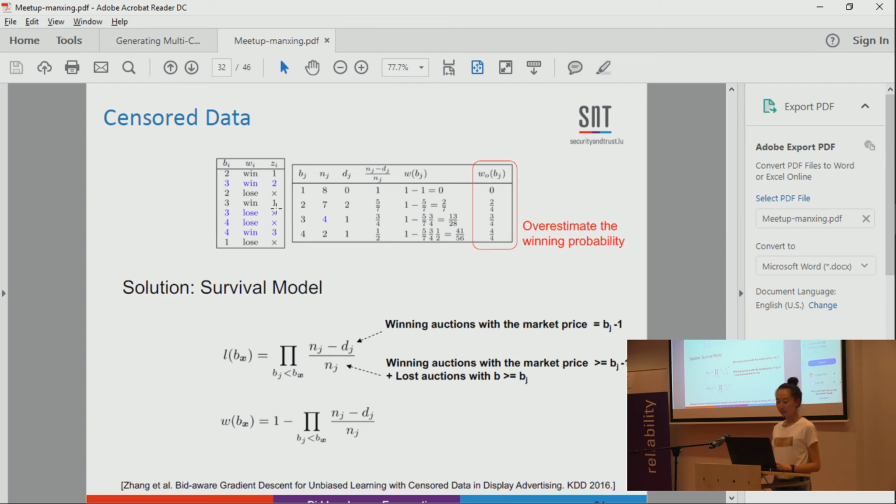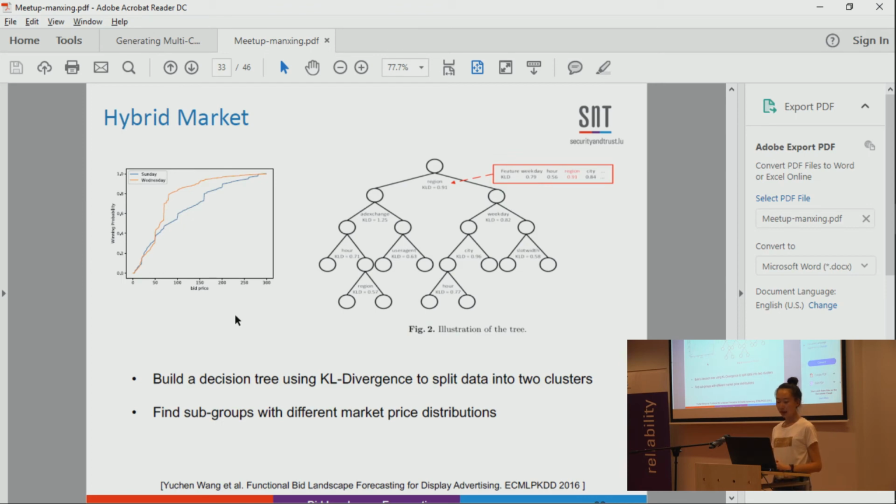But that's not the case, because sometimes when I bid 3, or even 4, I will lose some auctions. So we need to correct this winning probability. Here, a survival model is introduced to solve this problem. Another problem is that we can use the survival model to correct the winning probability, but we usually use only one model to approximate this market.